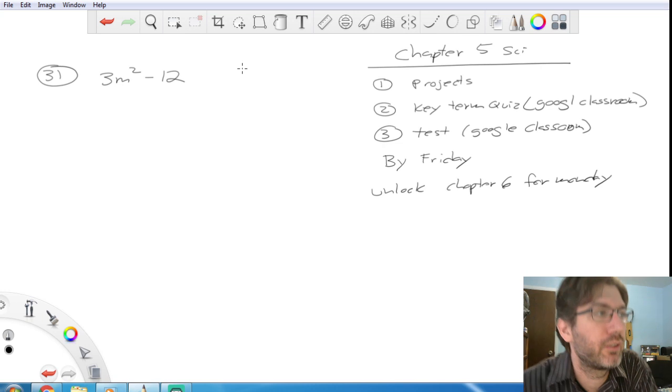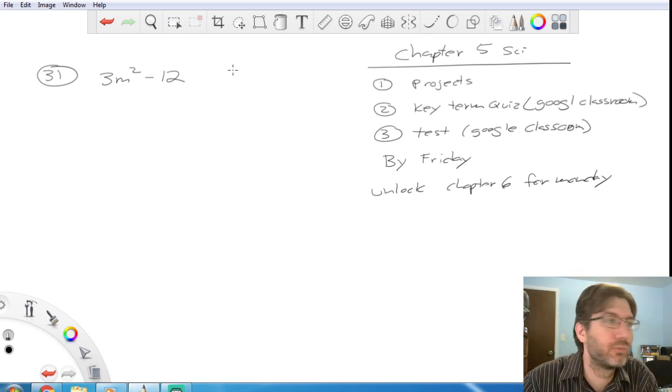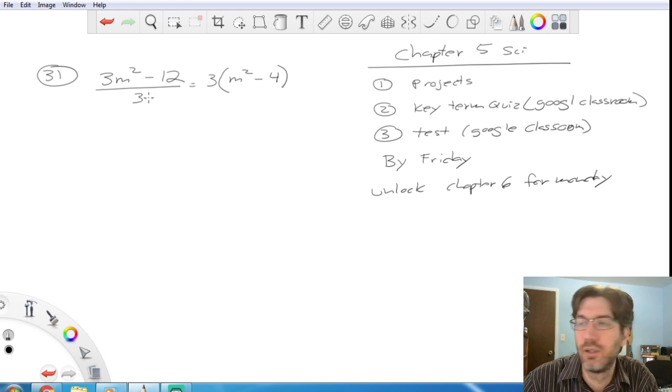Okay. So going back to the beginning of this chapter, the first thing you actually want to do here is factor out a 3. So I'm going to divide all of this by 3. And that's going to leave me with 3 times m squared minus 4. And then you're going to look at factoring just this section here. So hopefully that's where you're getting a bit confused, Gabby, but yeah, just keep an eye out for things that you can factor out. You can factor out that 3.